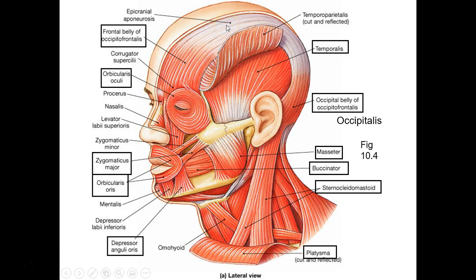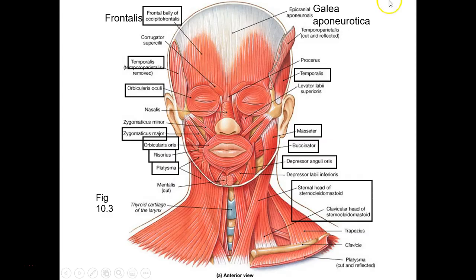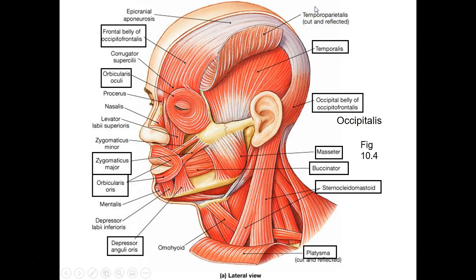Up here, you can go epicranial aponeurosis. By the way, the old name for that was Linea Aponeurotica. It's in your book, but nobody hardly uses that anymore. Galea, if I remember right, is from the helmets that the old Roman soldiers used to wear. I think that's what that means.